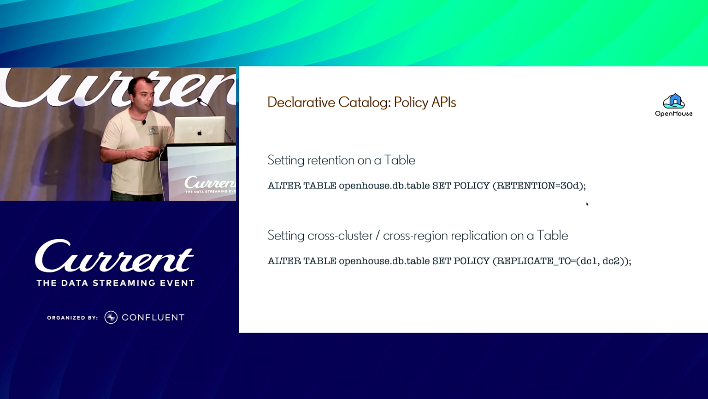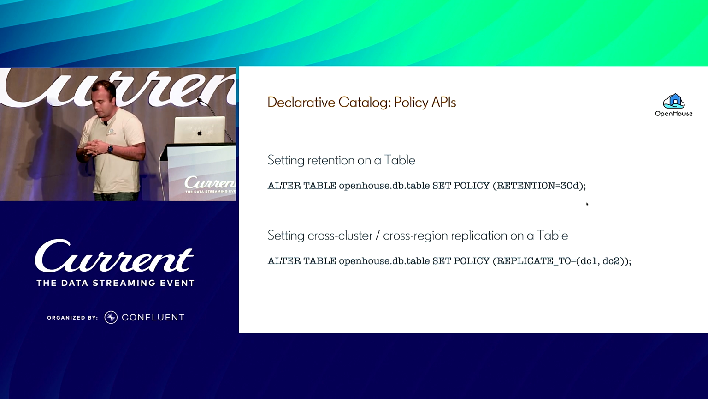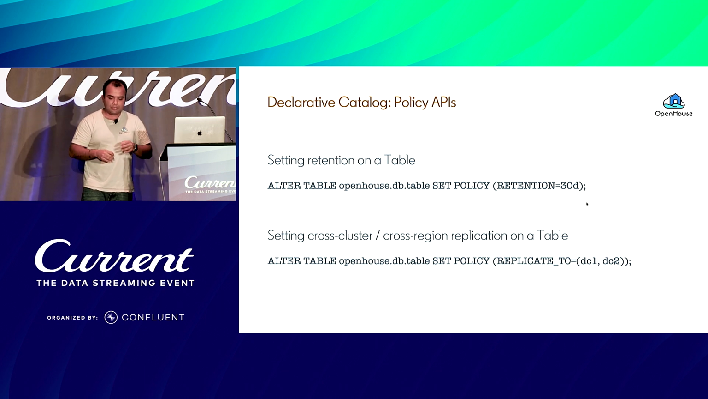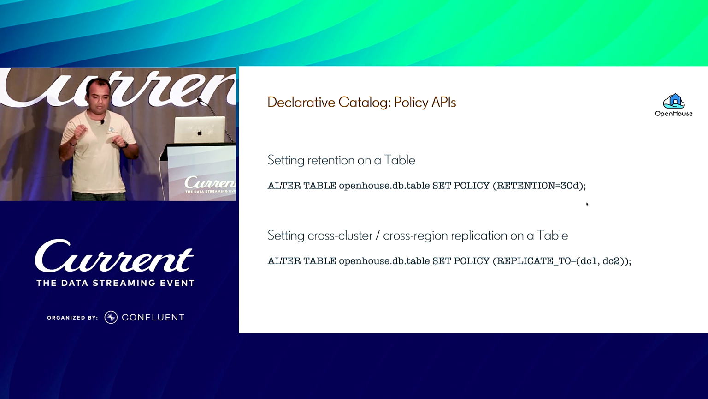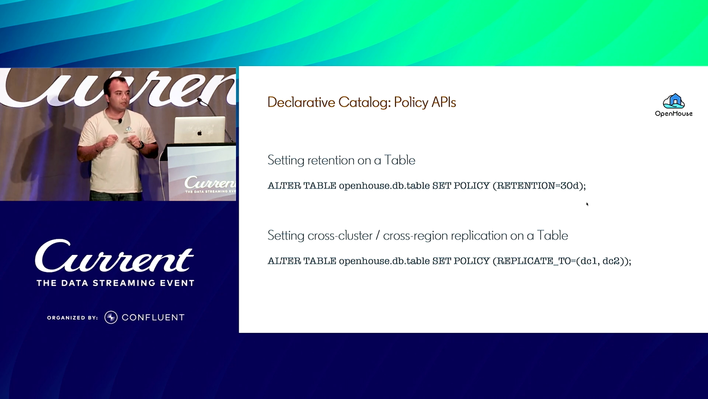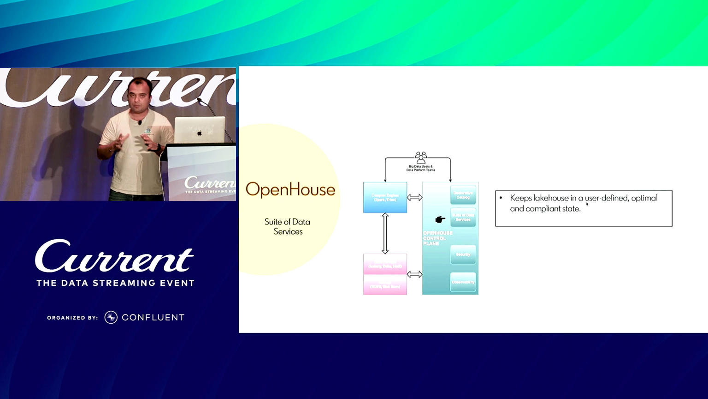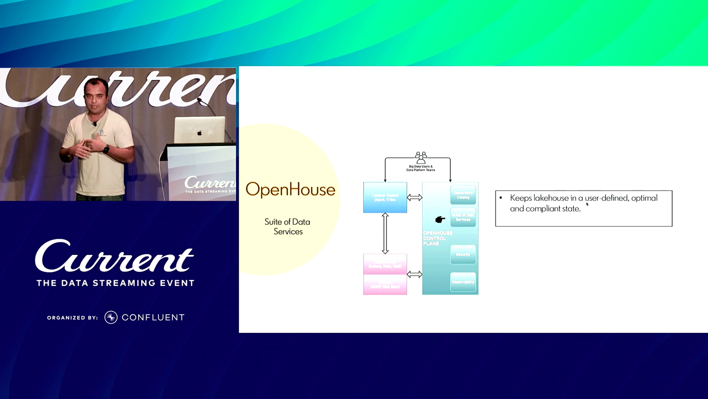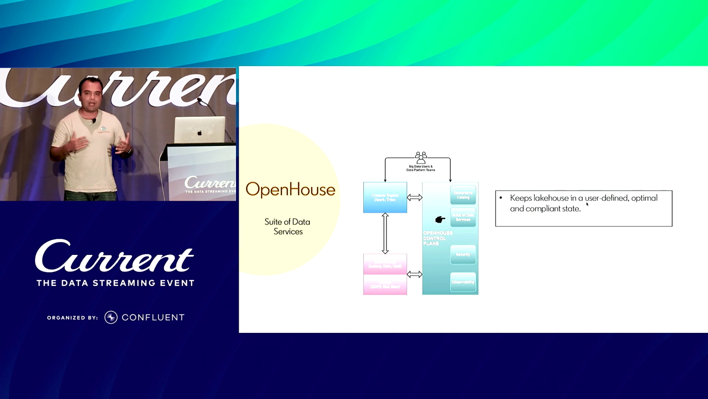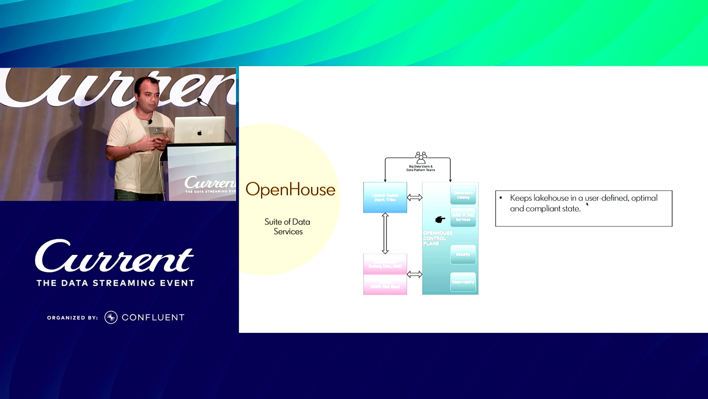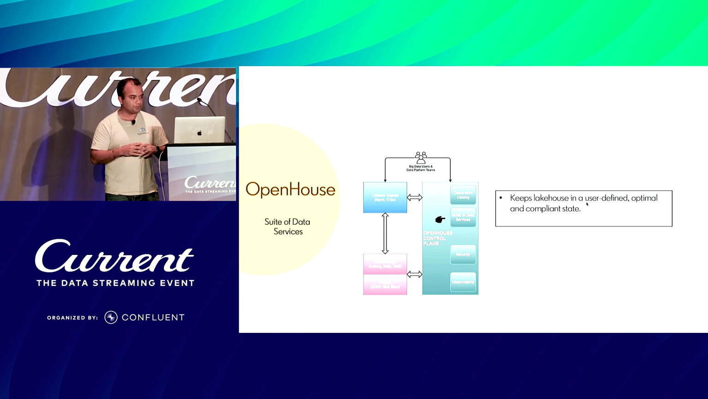Then you have replication. Now you want to replicate the table from one data center to another data center. Instead of making a lot of knob changes here and there, it's as simple as setting policy replicate to different data centers. So that's the user experience part of OpenHouse, where end users use SQL as a primary way to declaratively set what they want that particular table state to be.